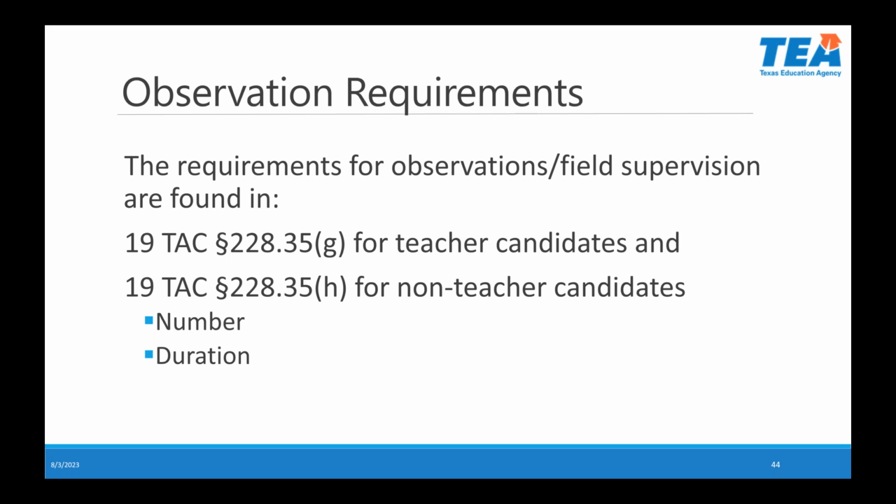For more information on the number of observations to be reported, please review the observation schedules in 19 TAC 228.35(g) or (h) and the summary graphic that is linked in the observation upload instructions in ECOS. When reporting observations, you must identify if the observation was in person or virtual. This is not a new feature and was existing last reporting year.